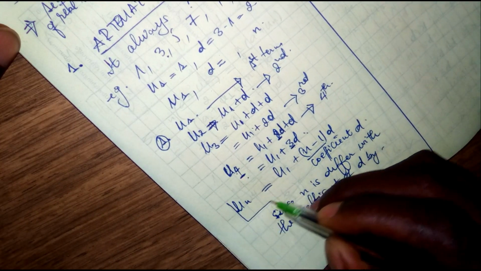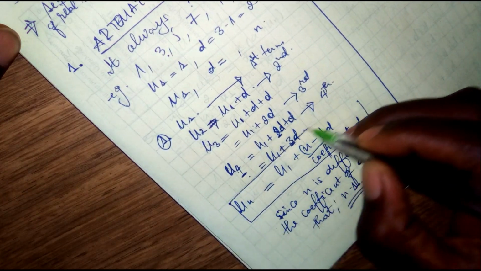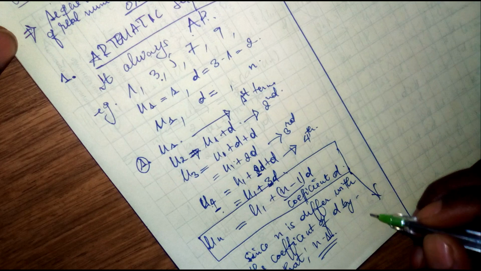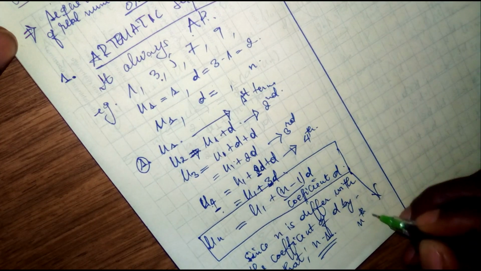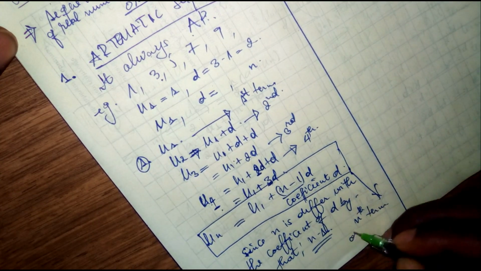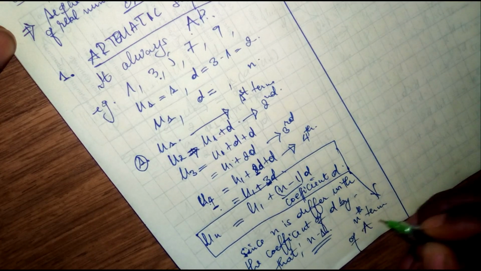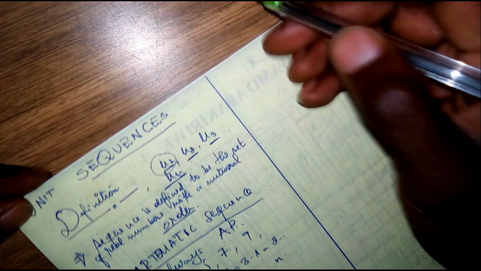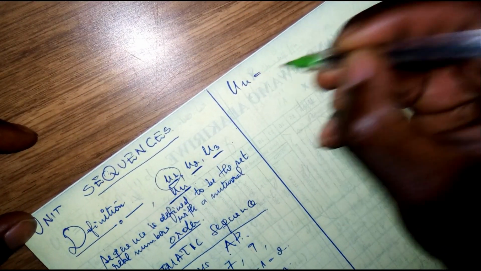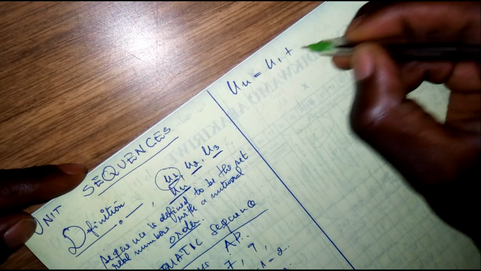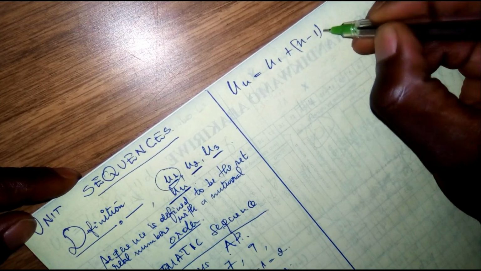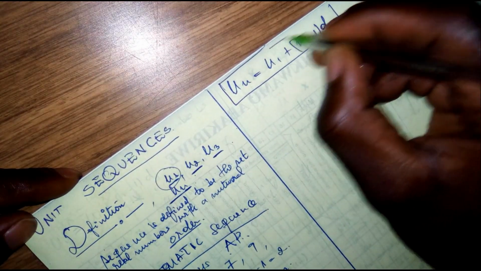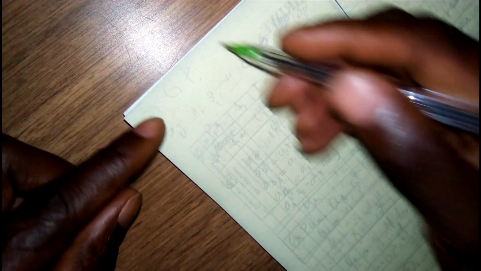So this is the nth term of arithmetic progression: un is equal to u1 plus n minus 1 times the common difference. This is the nth term of arithmetic progression. Right. So we know that.